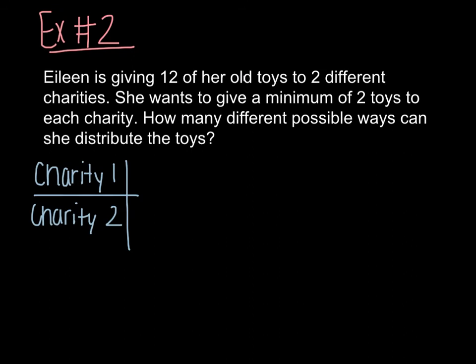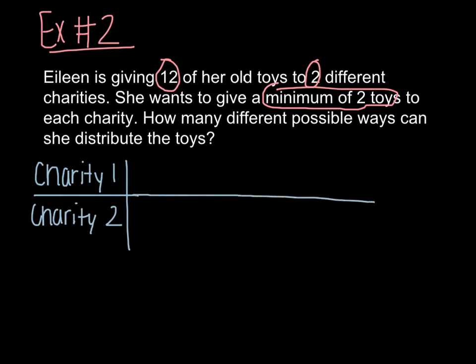Example number 2. Eileen is giving 12 of her old toys to 2 different charities. She wants to give a minimum of 2 toys to each charity. How many different possible ways can she distribute the toys? So we know she has 12 toys altogether. She's splitting them up between these 2 charities, and she wants each of them to have a minimum of 2. So that means we can't give away just 1. She wants them to have at least 2.